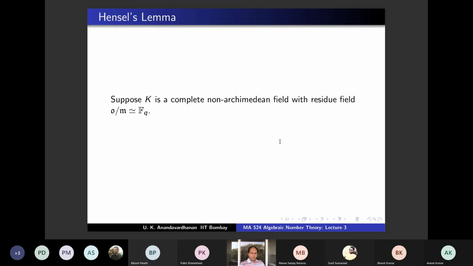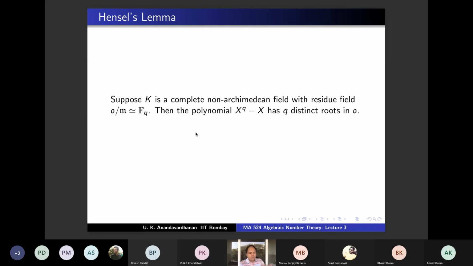Okay, here is a very useful application. Suppose K is a complete non-Archimedean field with residue field. So I'm assuming something more here. I'm assuming that O/M is actually a finite field. I think this is true if you assume DVR, maybe. No, I'm not sure. Anyway, assume that the residue field is finite. If it's finite, then it will be some prime power, right? So assume it's F_q where q is a prime power. Under this assumption, you consider the polynomial x^q minus x. The claim is that this has q distinct roots in O.